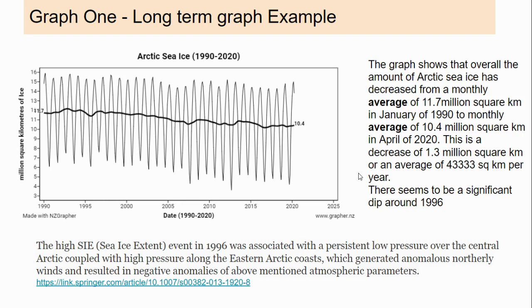Okay. There seems to be a significant dip around 1996, and I could talk about the fact that there looks like there could be one in 2007, but I don't want to go over the top because obviously I want to be able to talk about things that are happening on the graph throughout my investigation. But I have investigated that serious dip in 1996. So I went back to an article and found out that there was high sea ice extent event in 1996. This was associated with persistent low pressure over the central Arctic, coupled with high pressure over the eastern Arctic coasts, which generated anomalous northerly winds and resulted in negative anomalies of above-mentioned atmospheric parameters. So I'm thinking that had something to do with that dip.